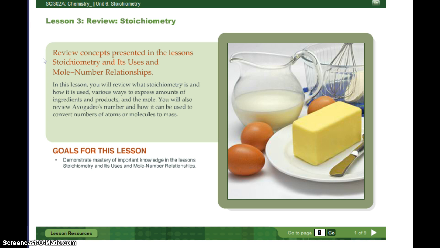In this lesson, you will review what stoichiometry is, how it is used, various ways to express amounts of ingredients and products, and the mole. You will also review Avogadro's number, which remember is how much? 6.022 times 10 to the 23rd, and how it can be used to convert numbers of atoms or molecules to mass. Goals for this lesson: demonstrate mastery of important knowledge in the relationships from lessons of stoichiometry and its uses and mole number relationships.